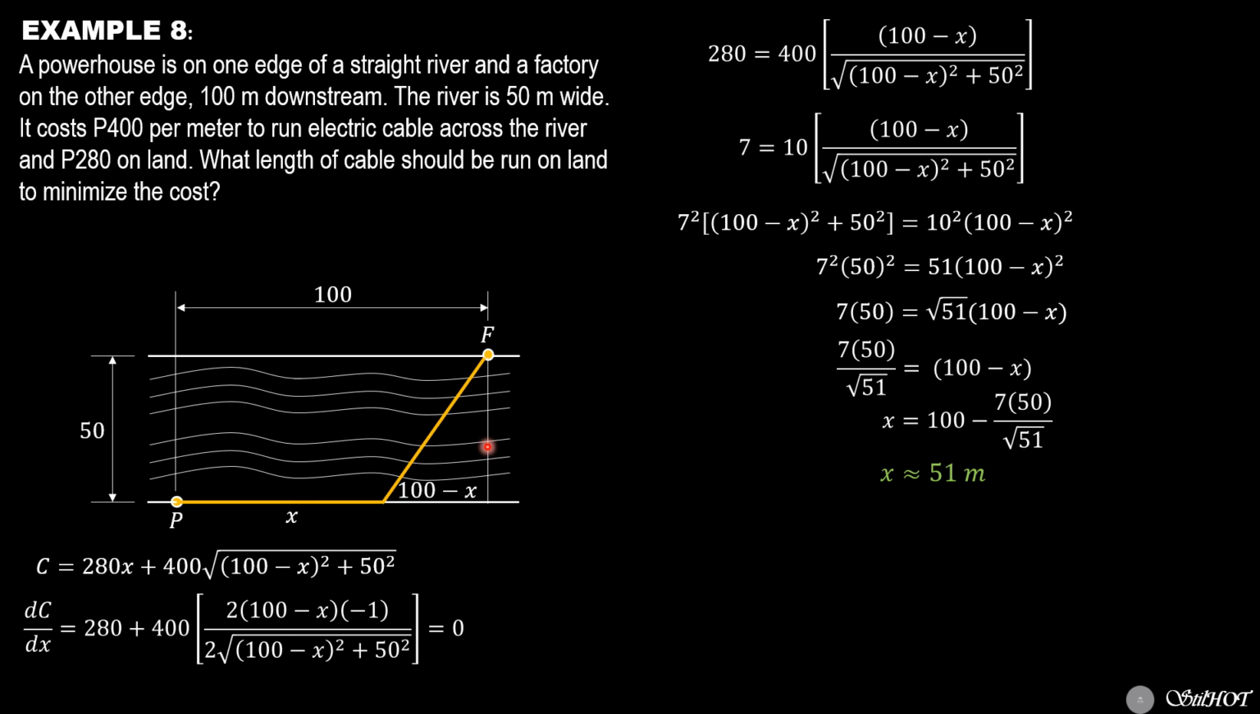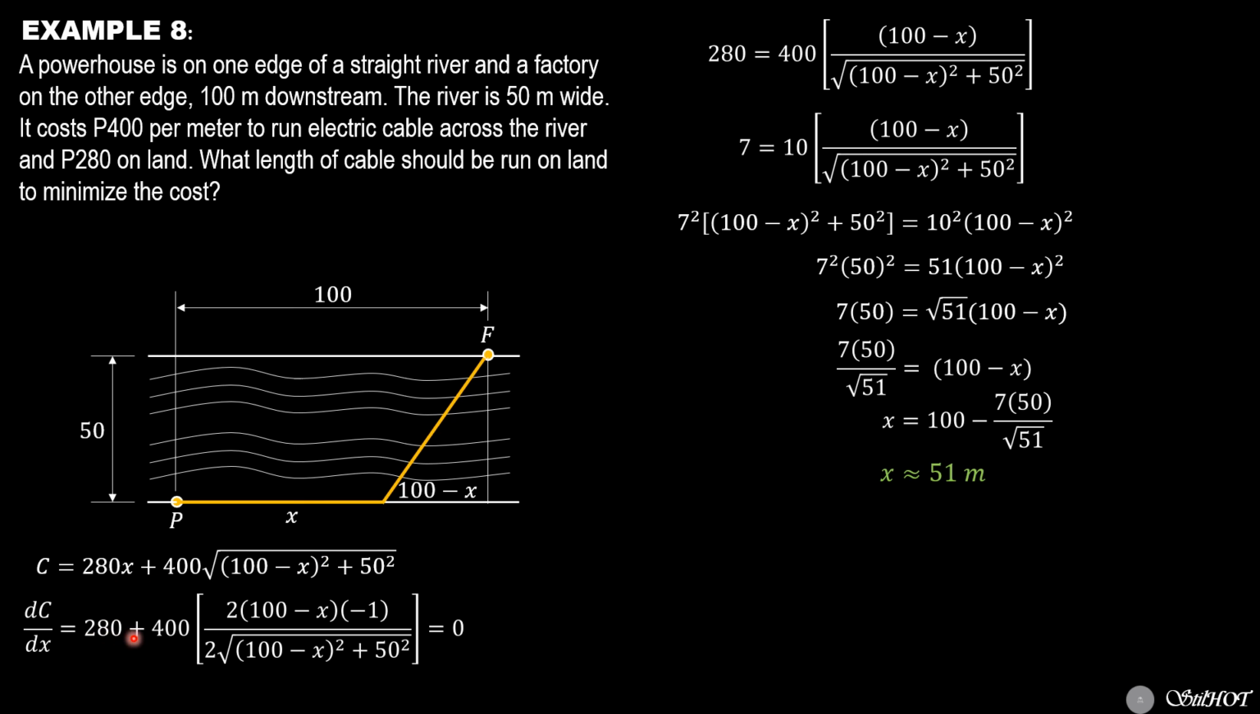The cost, therefore, is a function of the length of cable. For the length of cable run on land, it is 280 pesos per meter. Then the length is X. Then plus across the river, it's 400. And the length of this, by Pythagorean theorem, is the square root of quantity 100 minus X squared plus 50 squared. So since cost is just a function of X, we differentiate it with respect to X.